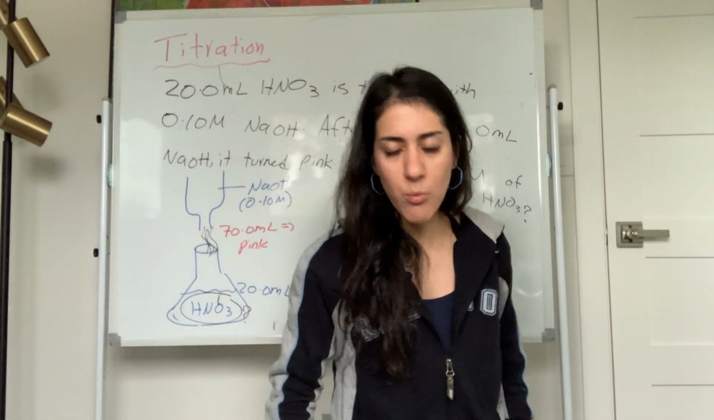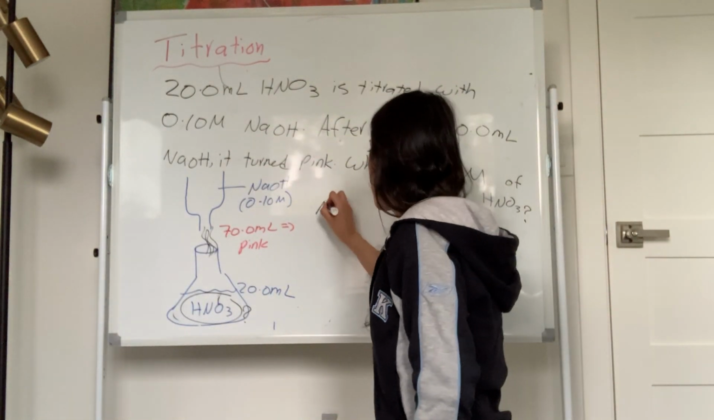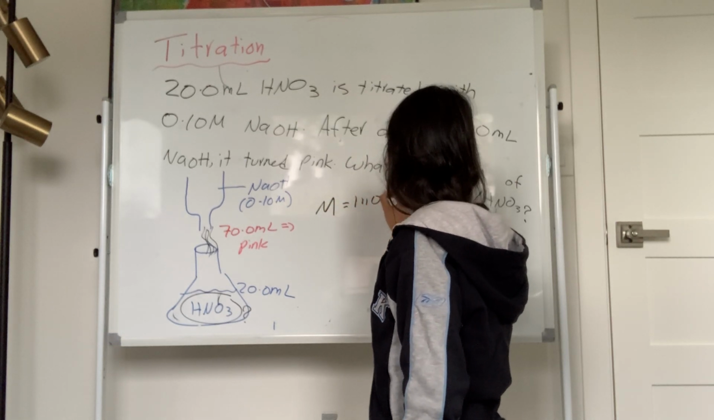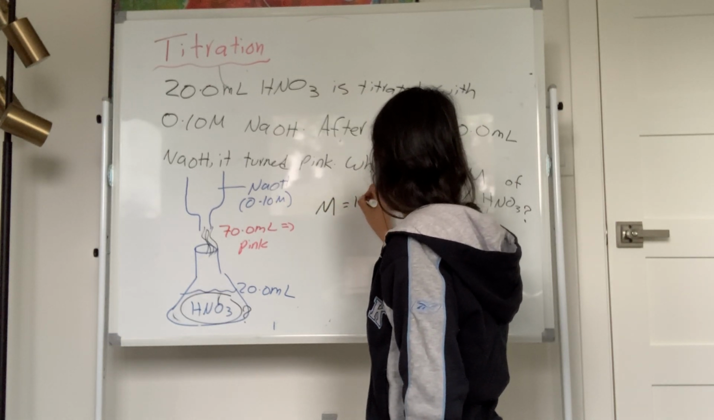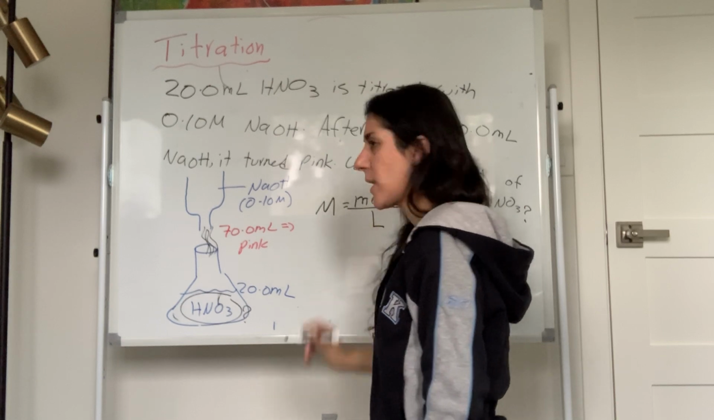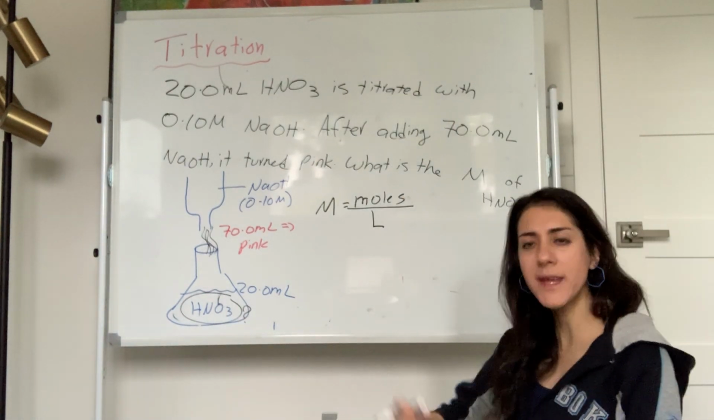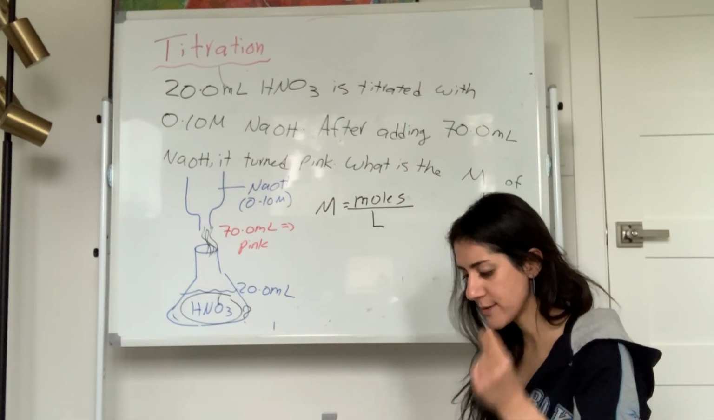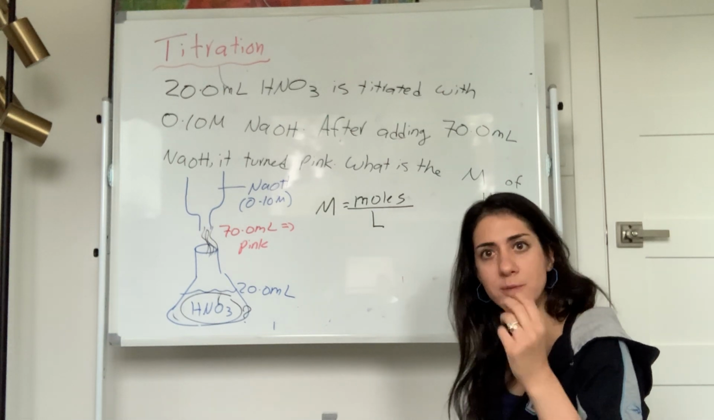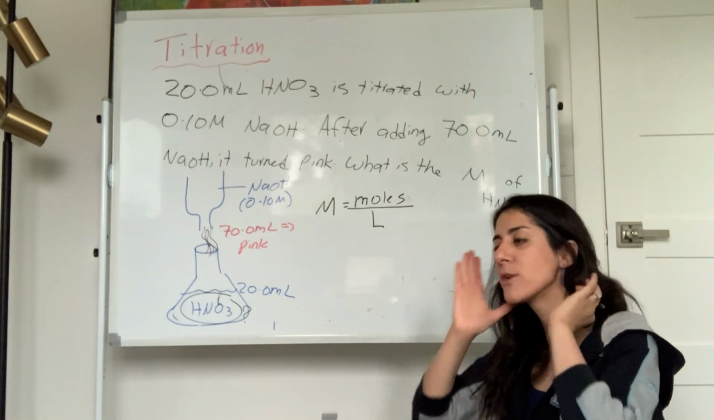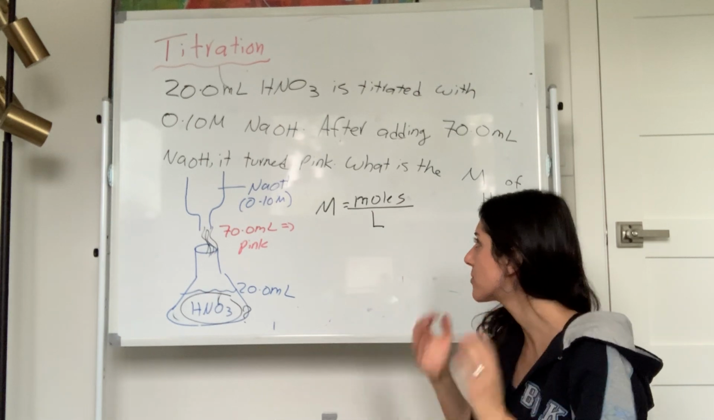Now remember, molarity is moles per liter. What's molarity? Moles per liter. I want you to repeat that after me. Molarity is moles per liter. I know I can't see you, but I still want you to do it.